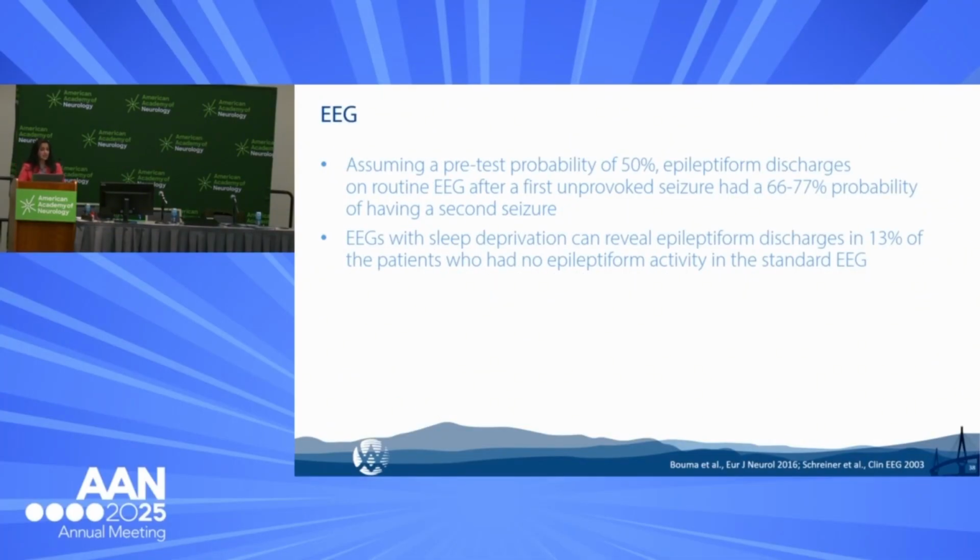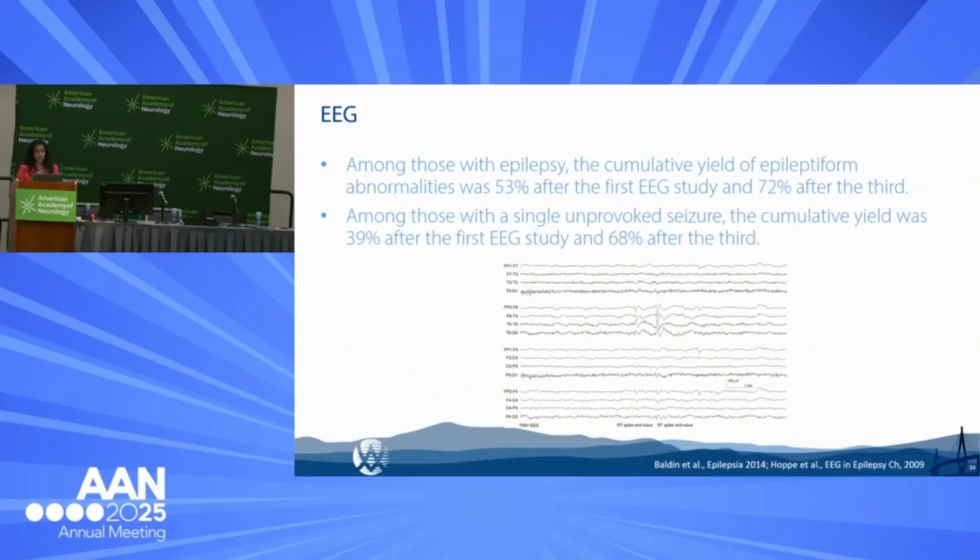In terms of EEG, assuming a pretest probability of 50%, epileptiform discharges on a routine EEG after a first unprovoked seizure had a 66 to 77% probability of having a second seizure. And EEGs with sleep deprivation can sometimes reveal epileptiform discharges in 13% of patients who had no epileptiform activity on a standard EEG.